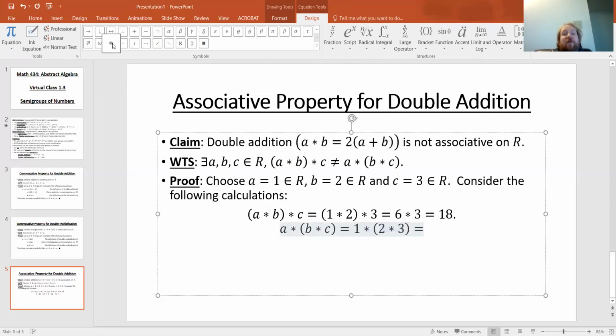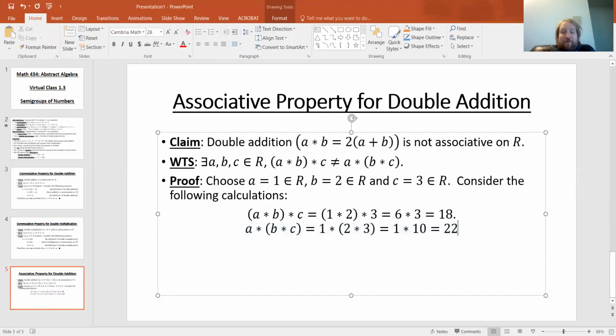Now, remember the parentheses tell us what to do first. So we'll do the 2 star 3 first and replace what's in the parentheses. 2 star 3 means you add 2 and 3 and double it. So 2 plus 3 is 5, doubled is 10. So that leaves us with 1 star 10. Now again, we'll work this out. Double addition means you add them and then double it. So 1 plus 10 is 11. When you double 11, you get 22. As you see right away, these are not equal to each other.